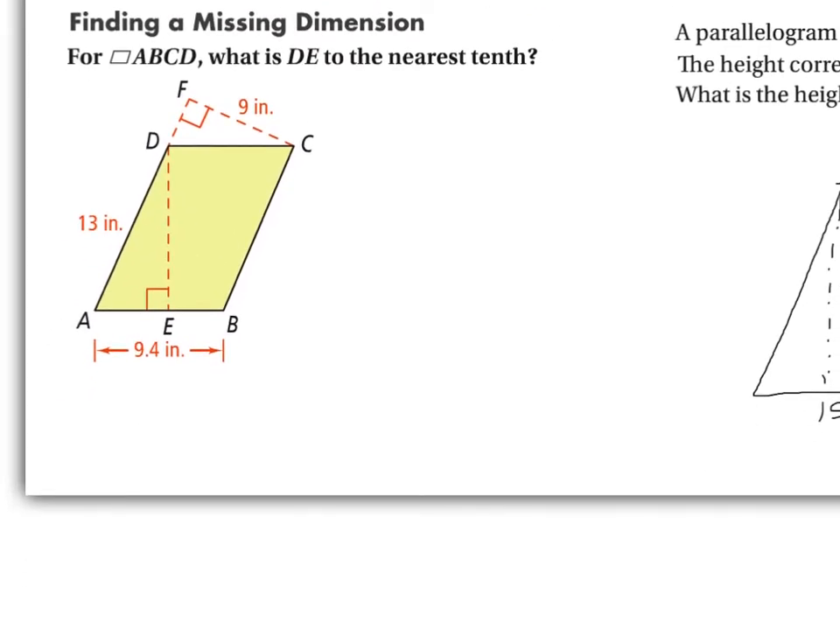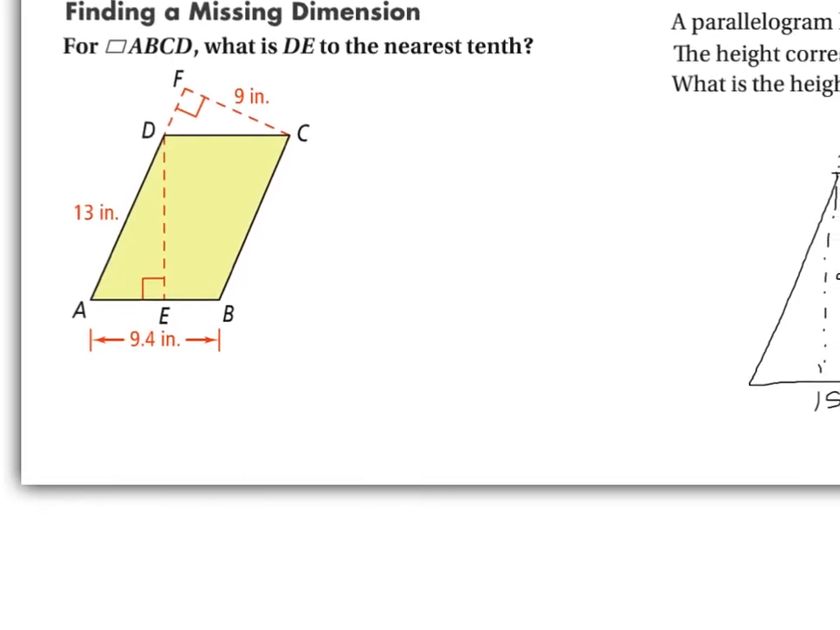Here they want you to find the missing dimension. They want to know, what is the length of DE to the nearest tenth? DE happens to be a missing height. We know that the area of a parallelogram is base times height. Well, we don't know the area, and we know that the base is 9.4 inches, and we also don't know the height. Wait a second here, we've got two variables. We can't solve that equation. So we're going to have to find another way to solve it.